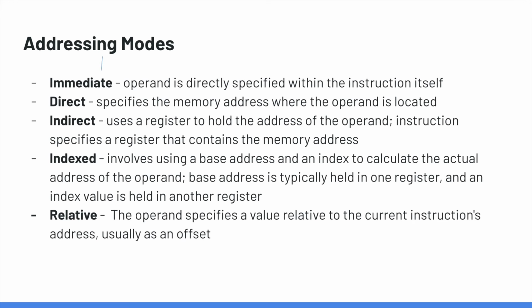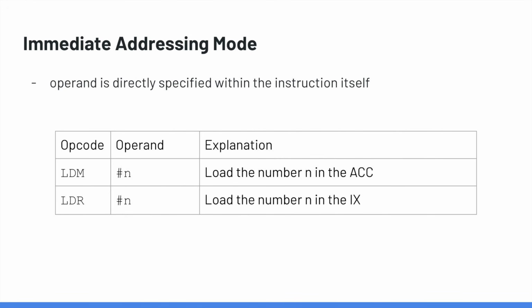So in immediate addressing, the operand is directly specified within the instruction itself. An example of immediate addressing would be something like LDM, where if we have, for example, LDM 3, then we're just going to be working with the value 3. So we're not referring to an address, we're not referring to another location. We literally know what our operand is, exactly what we're going to be working with.